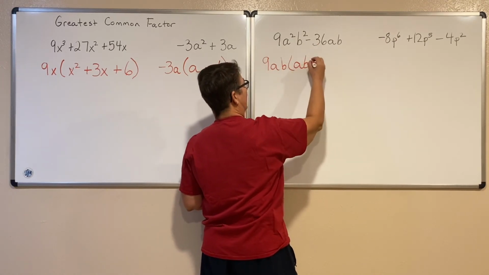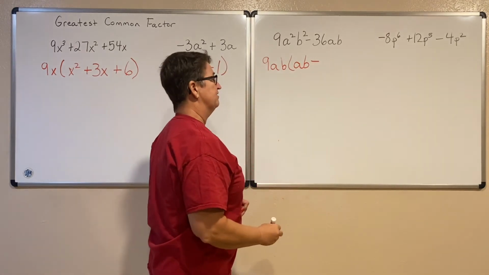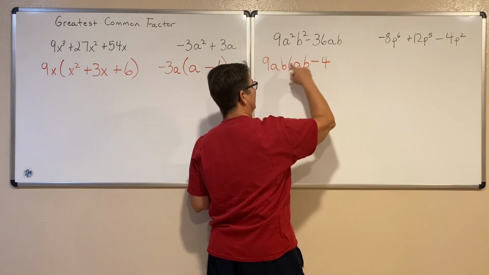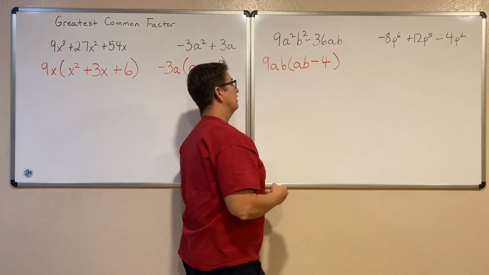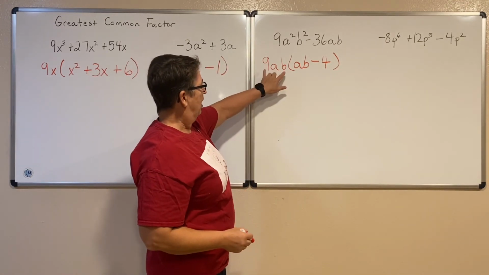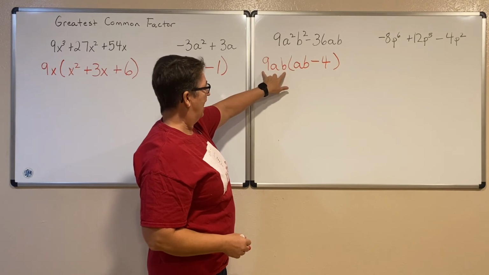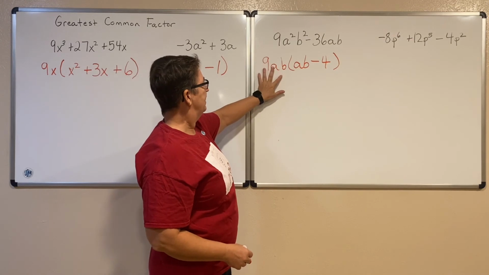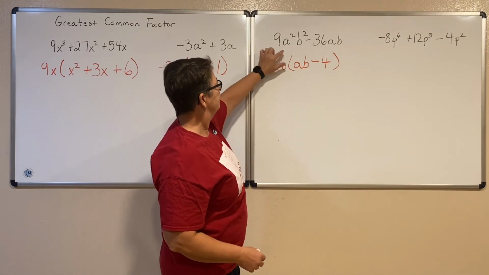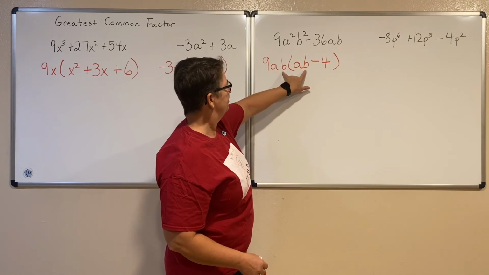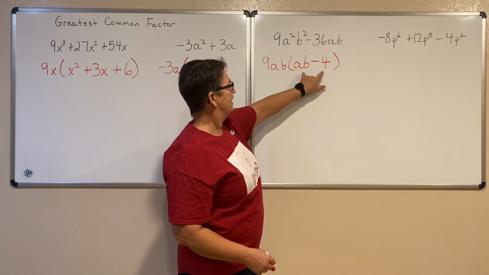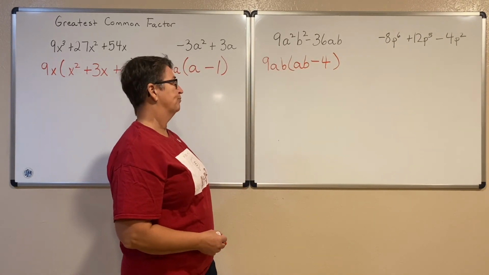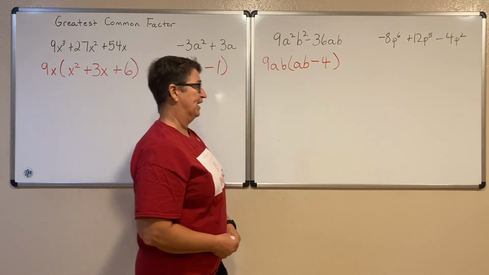Negative 36 divided by a positive 9 is still a negative, a negative 4. And then a divided by a is 1, b divided by b is 1, and 1 times 4 is 4. So I have factored this into 2 different factors, 9ab times (ab minus 4). I can check myself. 9ab times ab gives me 9a squared b squared. 9 times a negative 4 is a negative 36 with the ab, so it does multiply back out. We factored that using the greatest common factor.